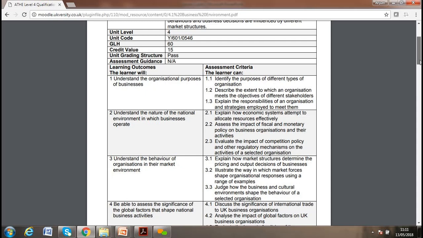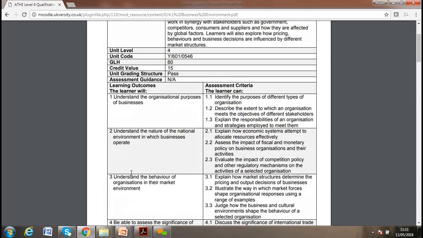When we look further down, we'll go to LO2, all about understanding the nature of the national environment in which businesses operate. So explain how the economic system attempts to allocate resources effectively, and assess the impact of fiscal and monetary policy. Today our major discussion will be on fiscal and monetary policy. Anybody know what is meant by fiscal? Fiscal policy is the policy of the government, and monetary policy is that of the central bank, which I'll go through with you in more detail.